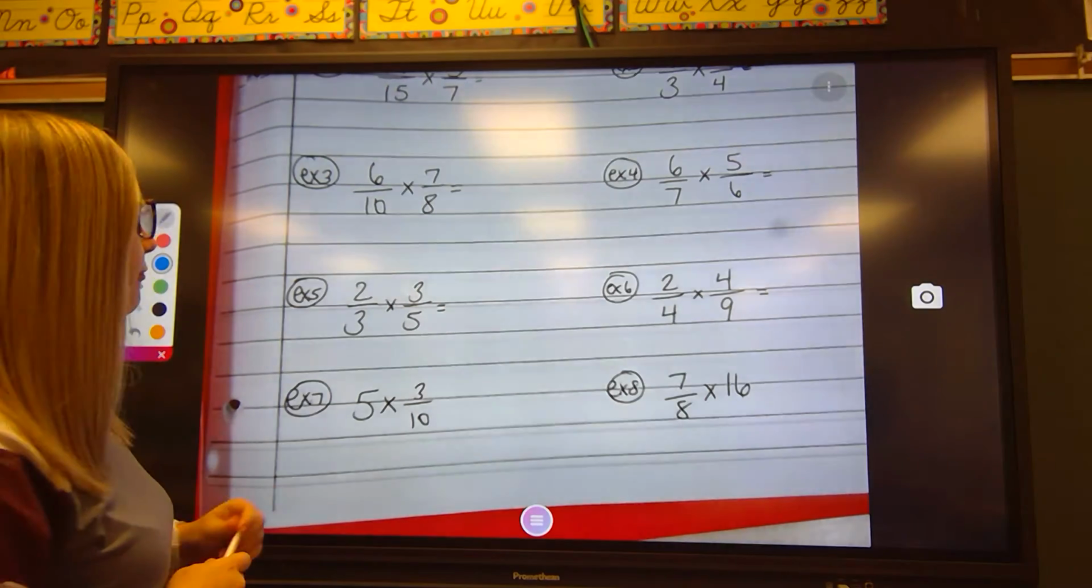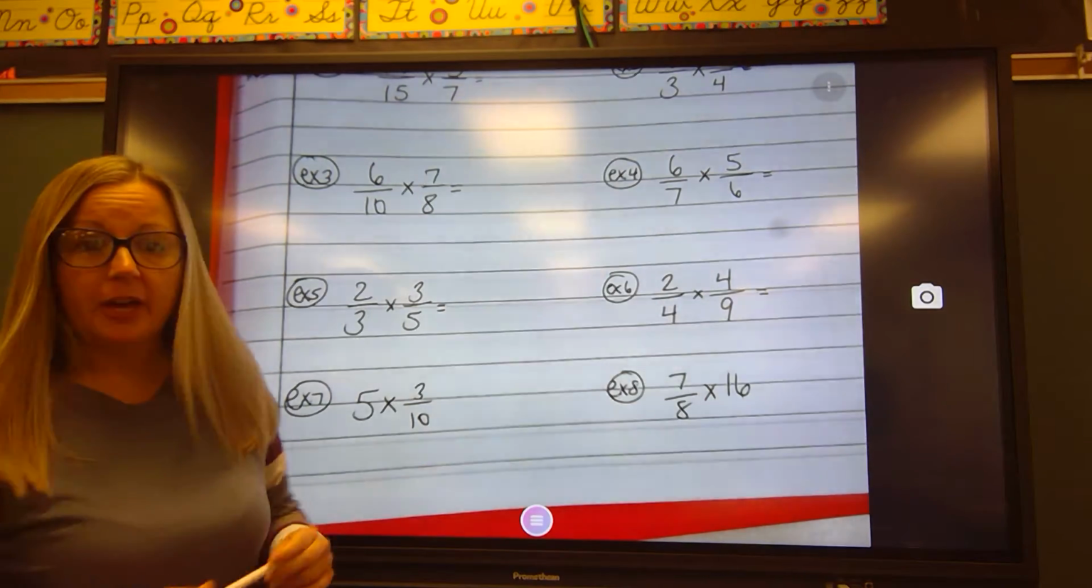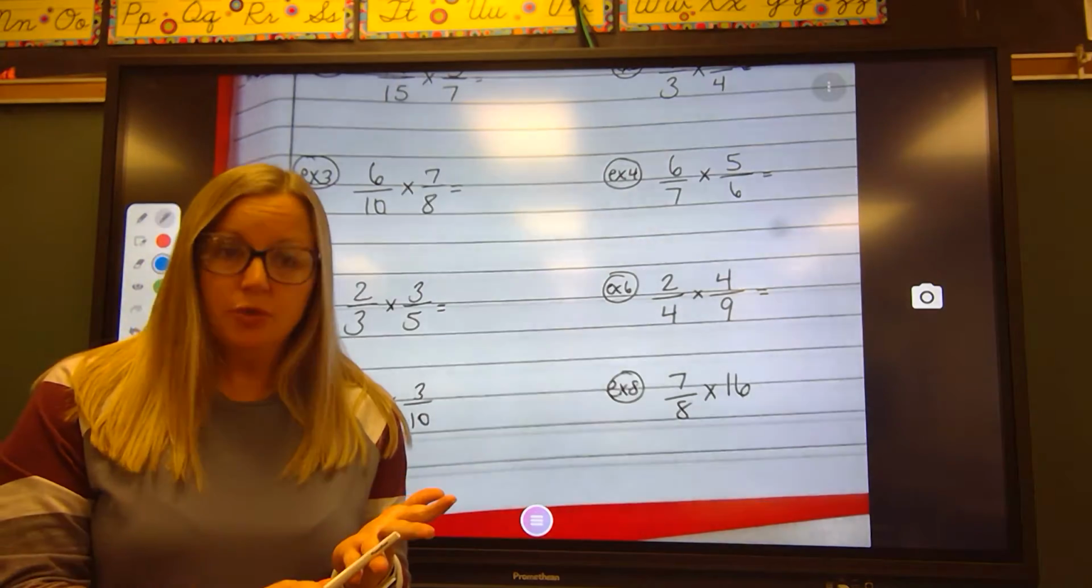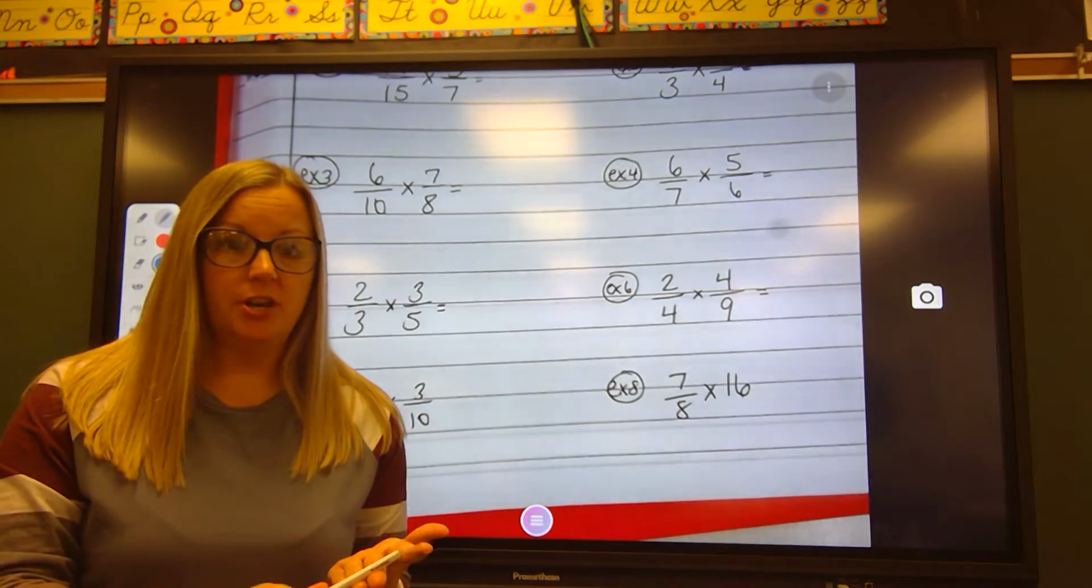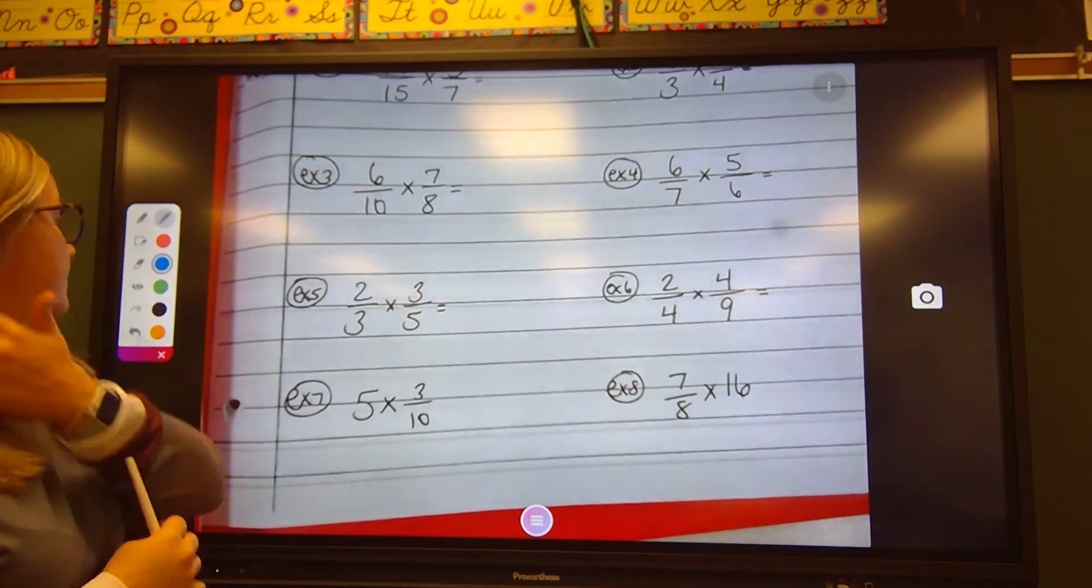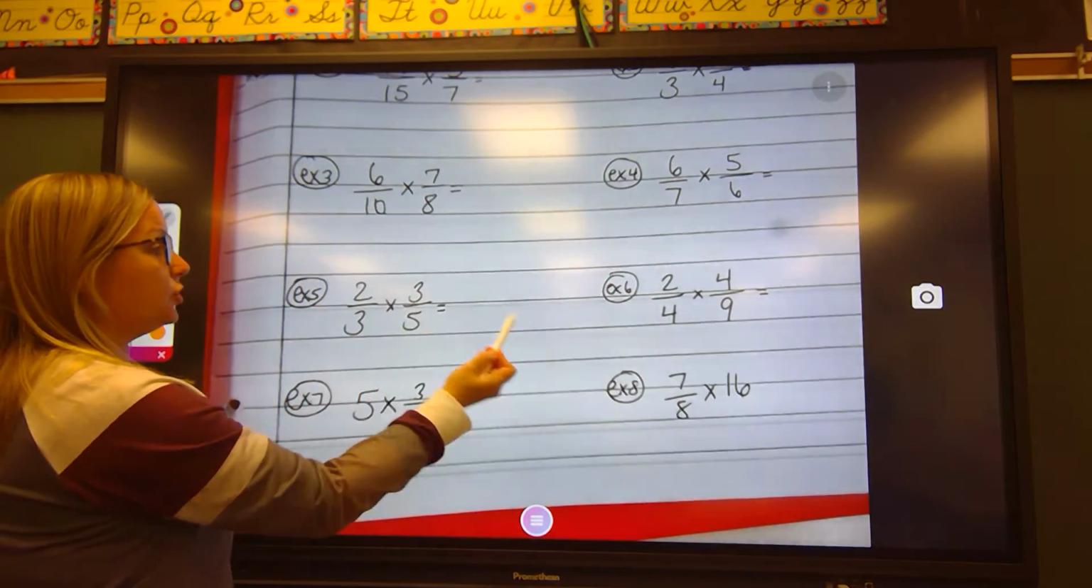Okay, let's go ahead and finish these examples here for multiplying fractions. Remember, the rules are multiply the numerator times the numerator, and then the denominator times the denominator, and simplify. Or you can try and reduce inside the problem first. So let's show it both ways.